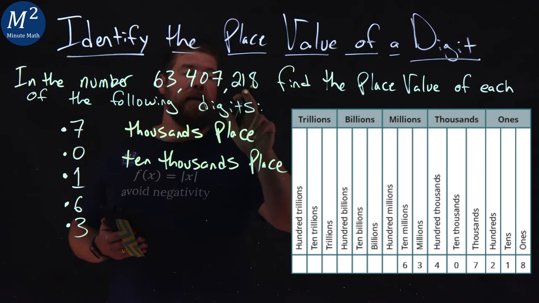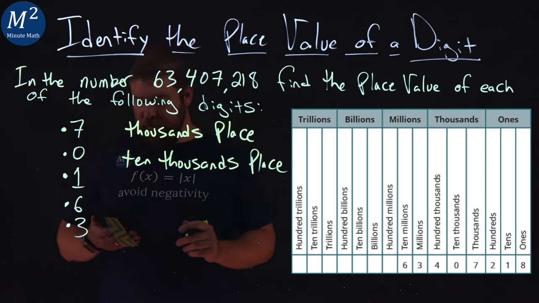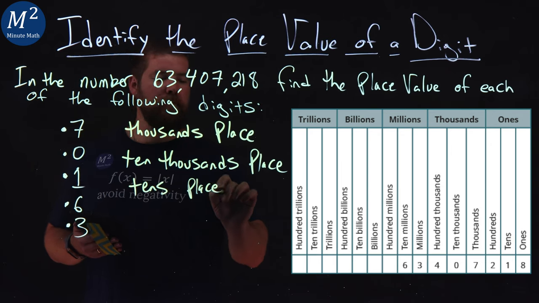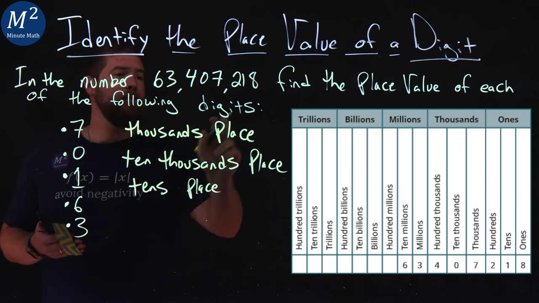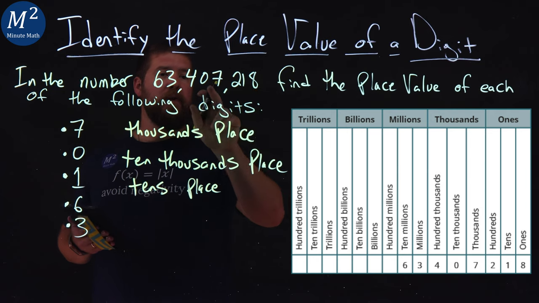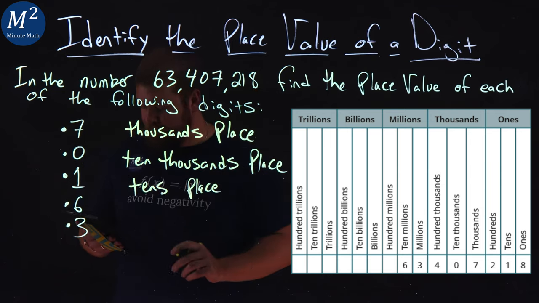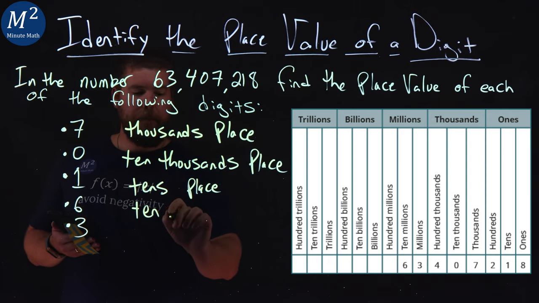Next we have the 1. That's our second one here. It's not the 1s place, but we're at the 10s place. Then what about the 6? We go all the way to 6. So we have here the 1,000, 10,000, 100,000, million, 10 million. So we have the 10 millions place.